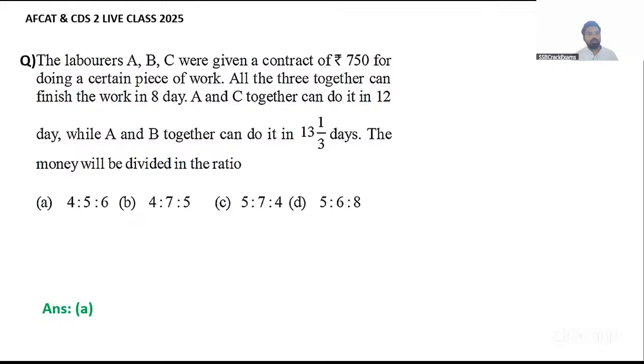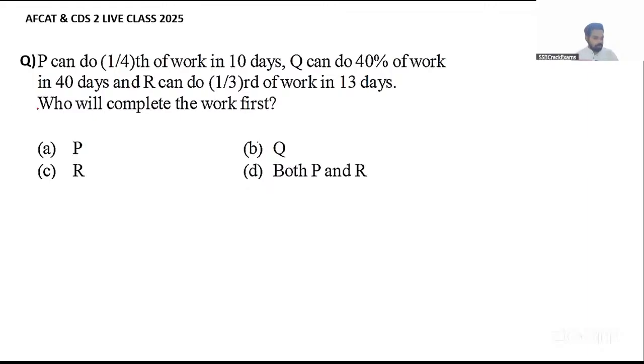There is the next question. P can do 1/4 of the work in 10 days. Q can do 40% of the work in 40 days. And R can do 1/3 of the work in 13 days. Who will complete the work first?